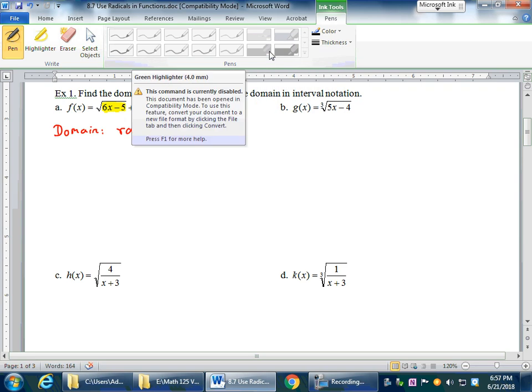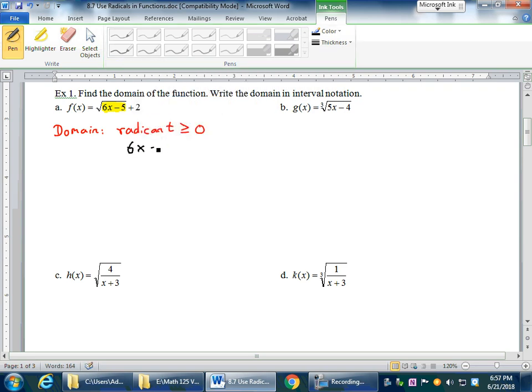So what is my radicand in this case? 6x minus 5 must be greater than or equal to 0. So this tells us, solving the inequality, my x value must be greater than or equal to 5 over 6. Writing this in interval notation, it must be 5 over 6 to positive infinity, which gives you this.